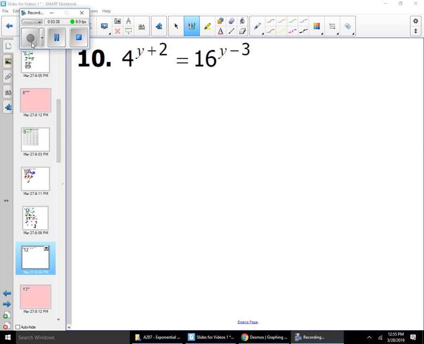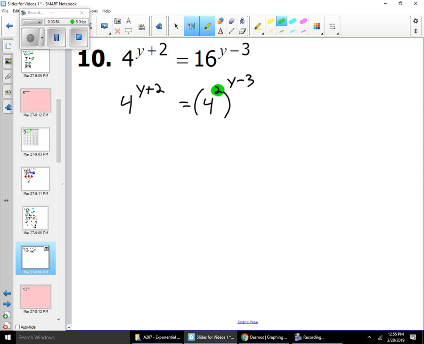Looking at another example here, note that 16 is the same thing as 4 squared. You might not need the table in order to look that one up. 16 is the same thing as 4 squared. So we will wind up with another power to a power rule. Because again, we have that 2 there from the 4 squared, along with that y minus 3 from the original problem. So there will be a distributive property that shows up in the algebra here.